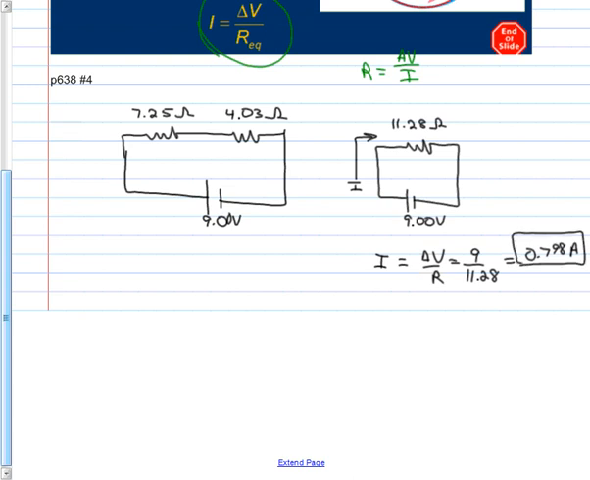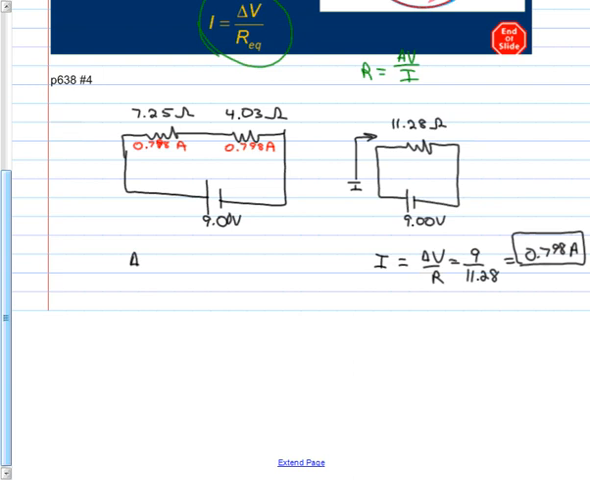Part B. What is the potential difference across each resistor? So let's come back to the original diagram. How much current, how many amps of current is flowing through this first resistor? 0.798. Whatever is going through the circuit is going to go through everything in that circuit. So I now know both of these are 0.798 amps of current. So anytime I have two of my three things in Ohm's law, well, I can figure out the third.